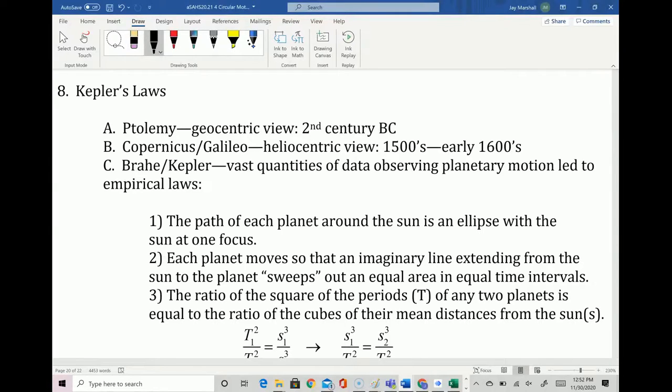Okay, so the last part of this relates to some additional mathematical laws that we figured out along the way. And again, these are empirical laws. They're just mathematical laws that explain what we see. They don't explain why it happens. Newton came along and did that a little bit later, but they explain what it is that we're actually seeing.